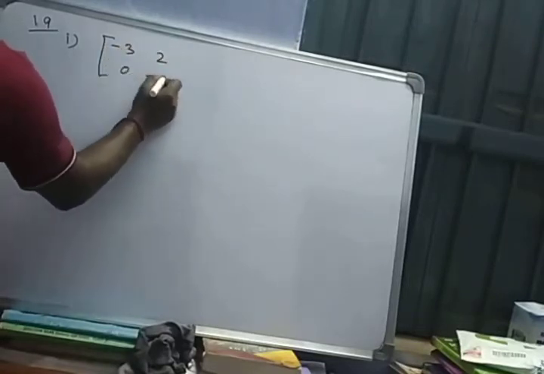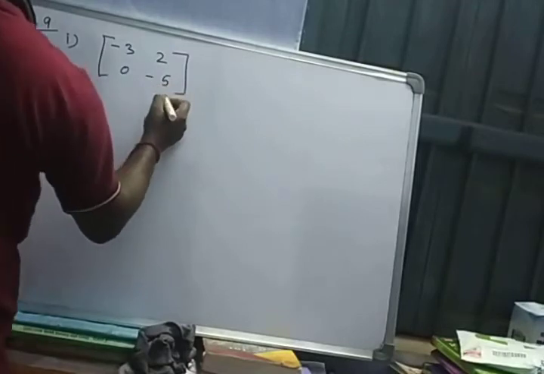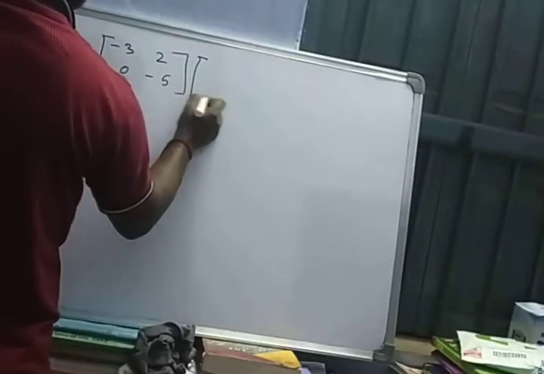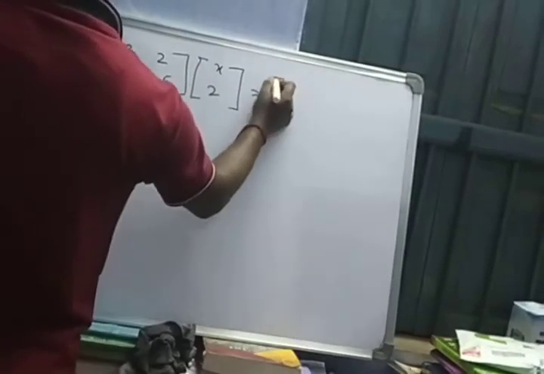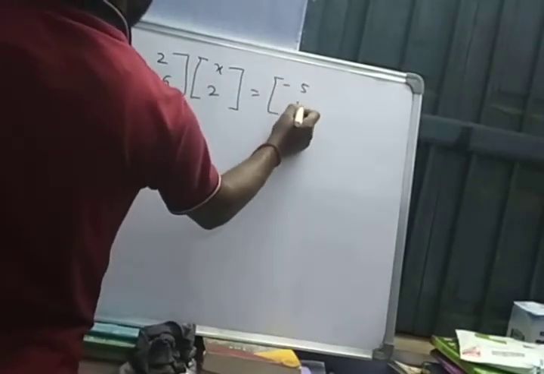Next, 19(1). Minus 3, 2, 0, minus 5 into x2 cos 2 minus 5y.